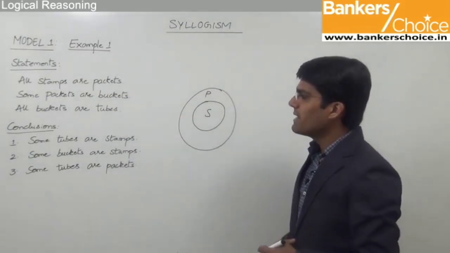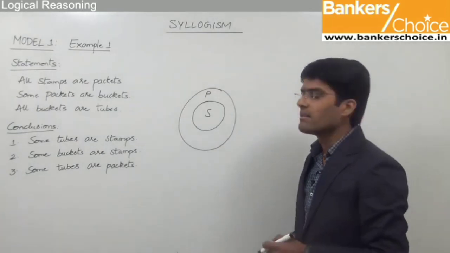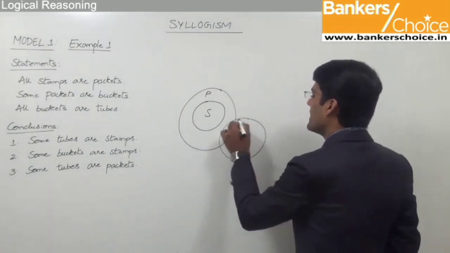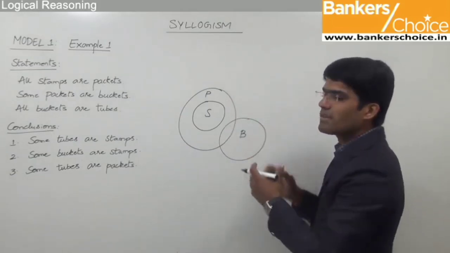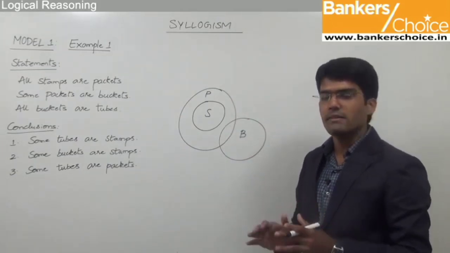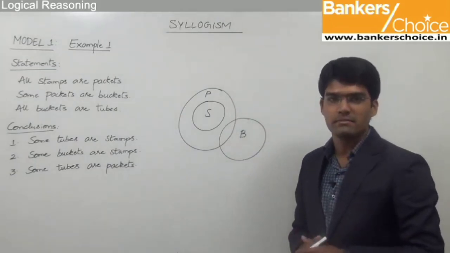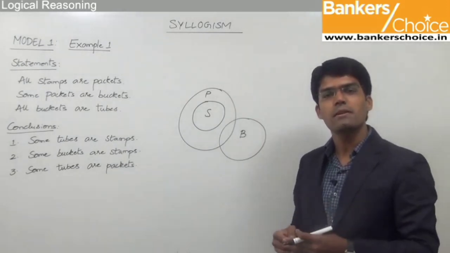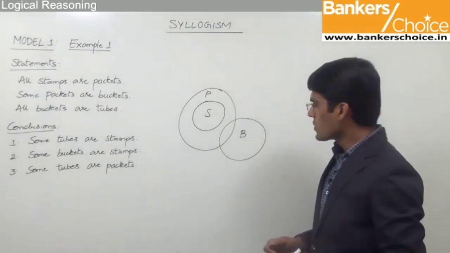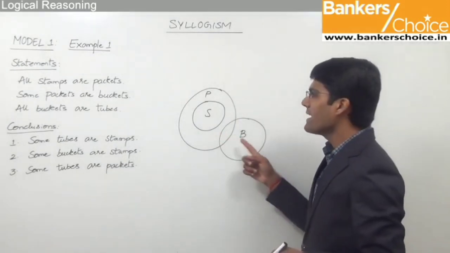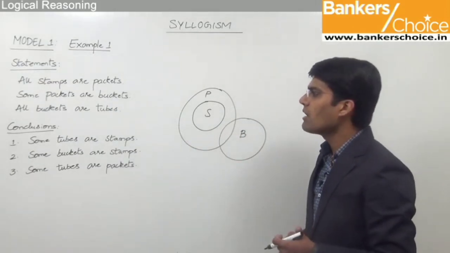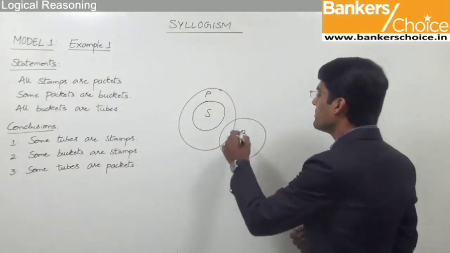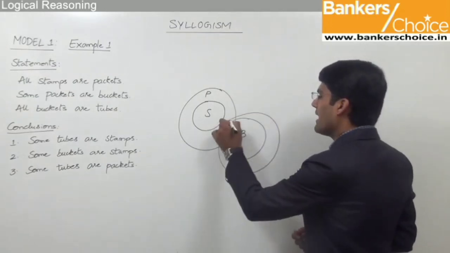The second statement here is some packets are buckets. So some packets are buckets can be taken in this way. Remember friends, there are various ways to draw Venn diagrams, but generally we first need to look for the basic diagram. And we know that the basic diagram is the one which involves minimum overlapping. So going by the basic diagram, some packets are buckets can be taken in this manner. And the last statement is all buckets are tubes. So all these buckets are tubes can be taken as shown.